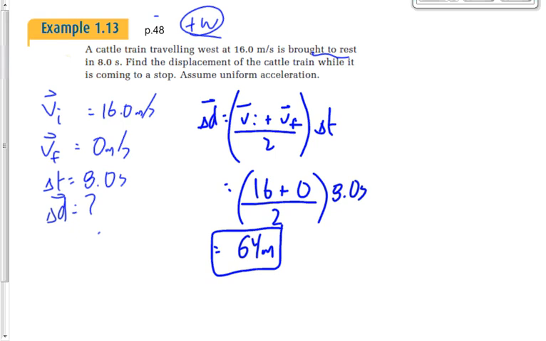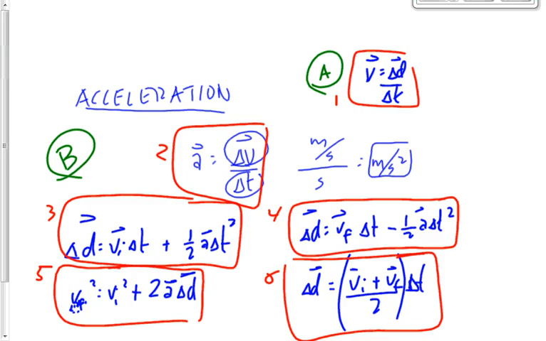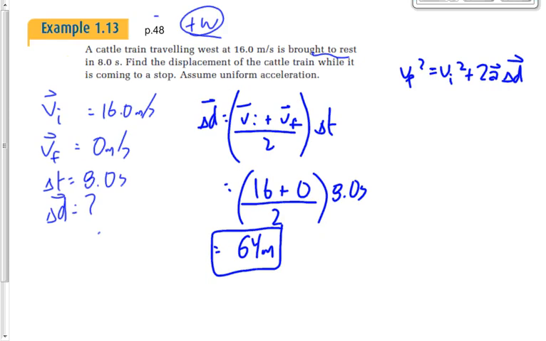What if we had picked another one? What if we had picked VF squared is equal to VI squared plus 2AD? Is that a wrong equation? Is that an equation that's not valid? Not at all. Okay, it's a group B equation. We're allowed to try any of the group B equations. Let's see what comes out of this here.